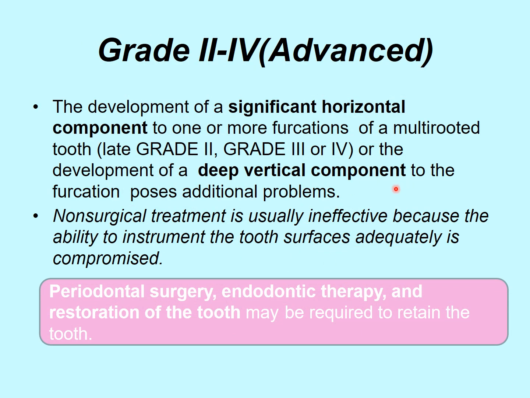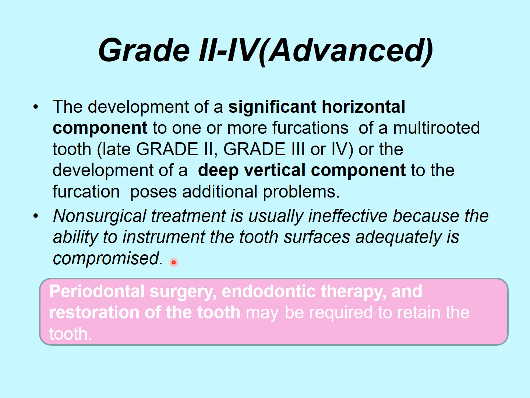So when it is advanced from grade 2 to grade 4, if there is any advanced stage, there is a development of a significant horizontal component to one or more furcations of a multi-rooted tooth, or a development of a vertical component to the furcation poses additional problems. So non-surgical treatment is usually ineffective in this case because the ability to instrument the tooth surface adequately is compromised.